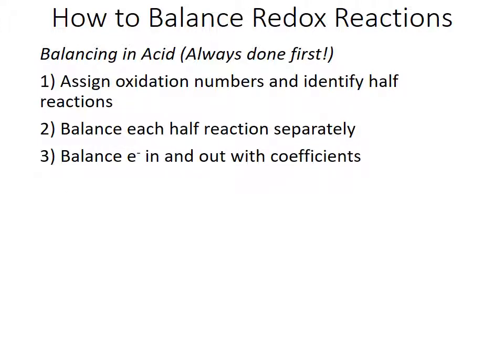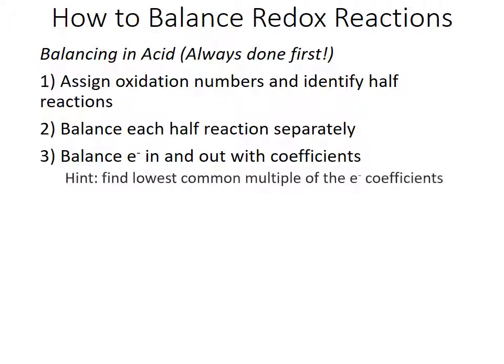Next, once you've got those balanced half reactions, you're going to balance the electrons in and out with coefficients. The hint here is to find the lowest common multiple of the electrons in your coefficients. And if you've done this correctly, you should have electrons coming out as products in your oxidation half reaction and electrons going in as reactants in your reduction.